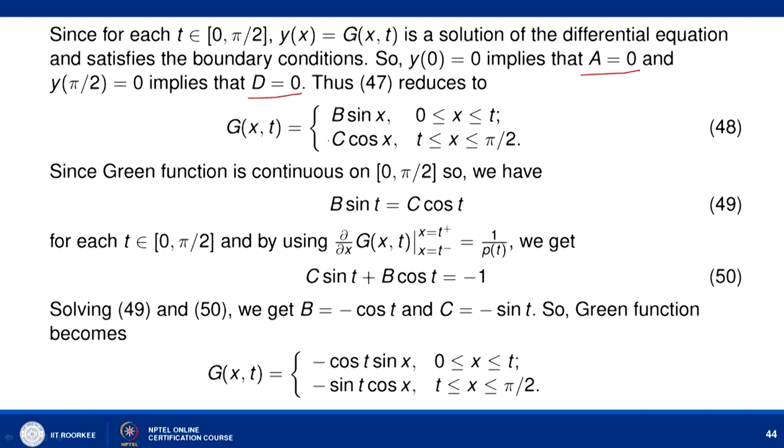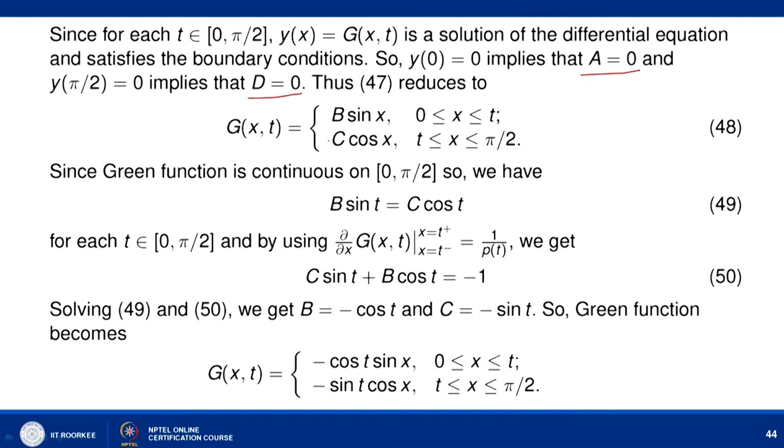What we have utilized so far is that G(x,t) is a solution of the differential equation. With the help of this we have constructed our G(x,t), and that G(x,t) satisfies the boundary condition. With the help of the boundary condition we have fixed a and one other constant. Now let us fix the remaining constants b and c, and for that we have two conditions: G(x,t) is continuous and G(x,t) has a jump discontinuity.